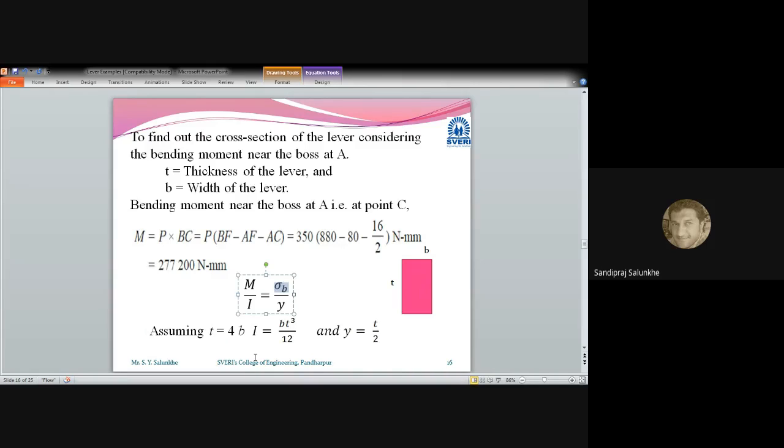हे तुम्ही कॅल्क्युलेट करायचं, मी या स्लाइड मध्ये कॅल्क्युलेट केलेलं नाही. So tell me what value of sigma b you are getting. Yes, do the calculation.